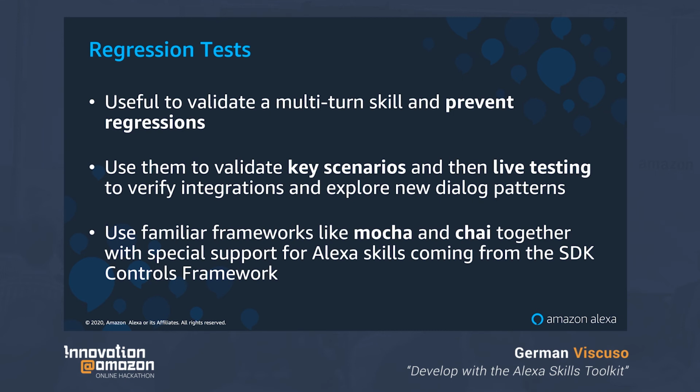But sometimes you want to run a battery of automated regression tests by just probing your code systematically to see how it responds. Regression tests, if comprehensive, will help you avoid unwanted errors while you evolve your skill and will help you validate key scenarios quickly. We can create them using familiar frameworks like Mocha and Chai, but also leverage special support introduced by the controls framework. Let's go hands-on and start by adding the necessary dependencies to our project.